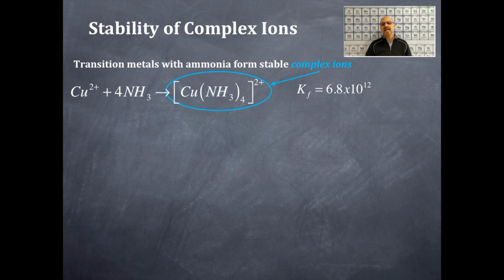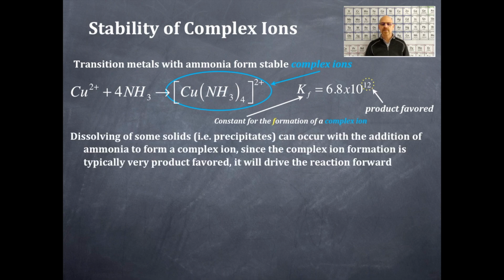The Kf of this is 6.8 times 10 to the 12. This is the constant for the formation. That's why it's a Kf for a complex ion. So the Kf is for the formation of the product, and these are all product favored. That exponent is greatly positive.